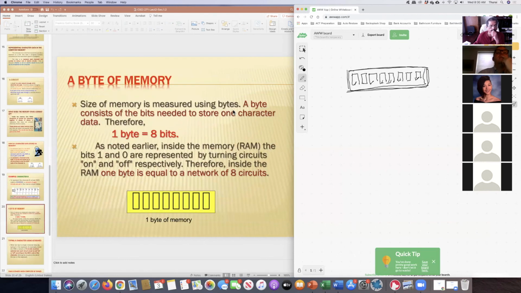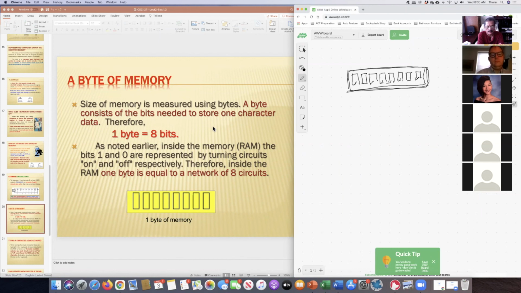This memory used for storing 1 character is called 1 byte. And so 1 byte is the same as 8 circuits. The 8 circuits will be called 8 bits because the circuits are going to be used to store the ones and zeros. The ones and zeros are called bits. So it is accurate to say 1 byte is the same as 8 bits.